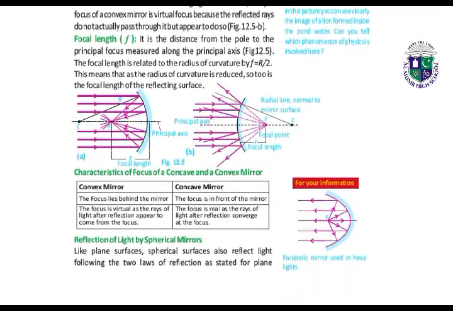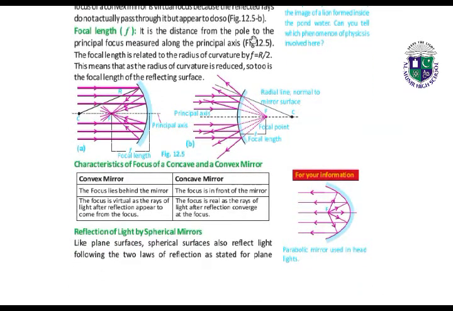Next we have the focal length f. It is the distance from the pole to the principal focus, measured along the principal axis. The focal length is related to the radius of curvature by f equals r over 2. This means that as the radius of curvature is reduced, so too is the focal length of the reflecting surface.